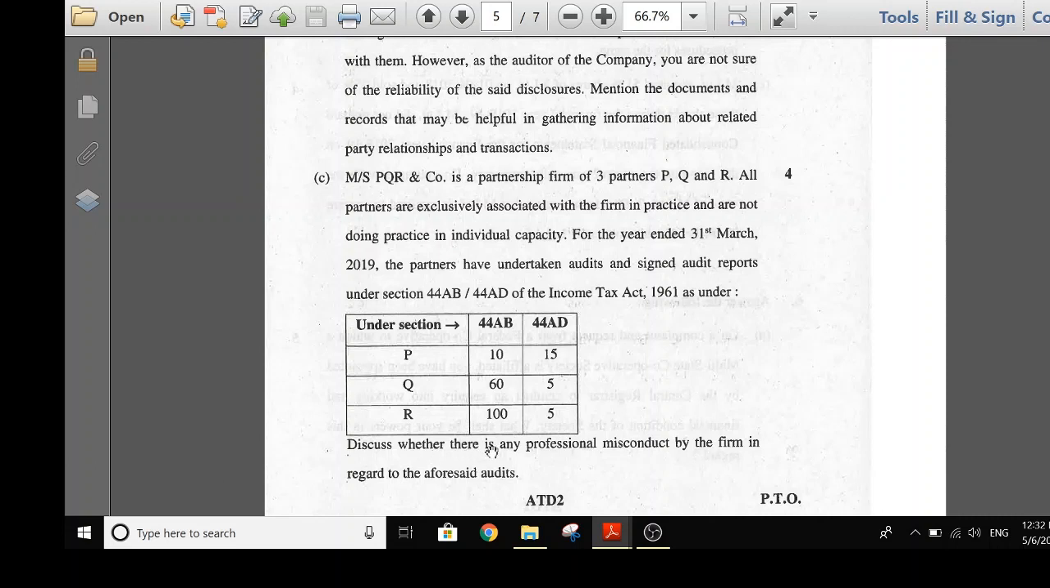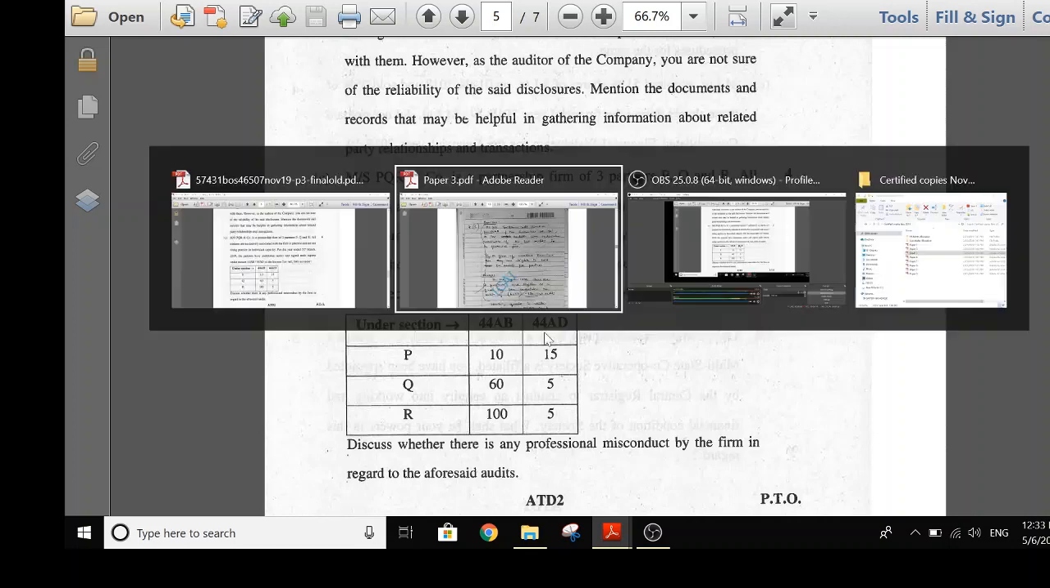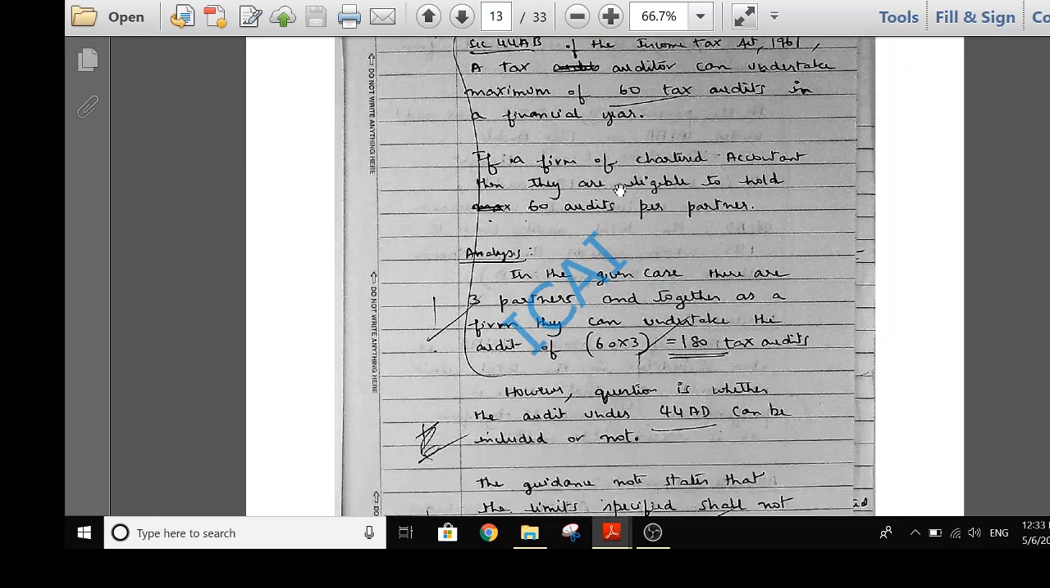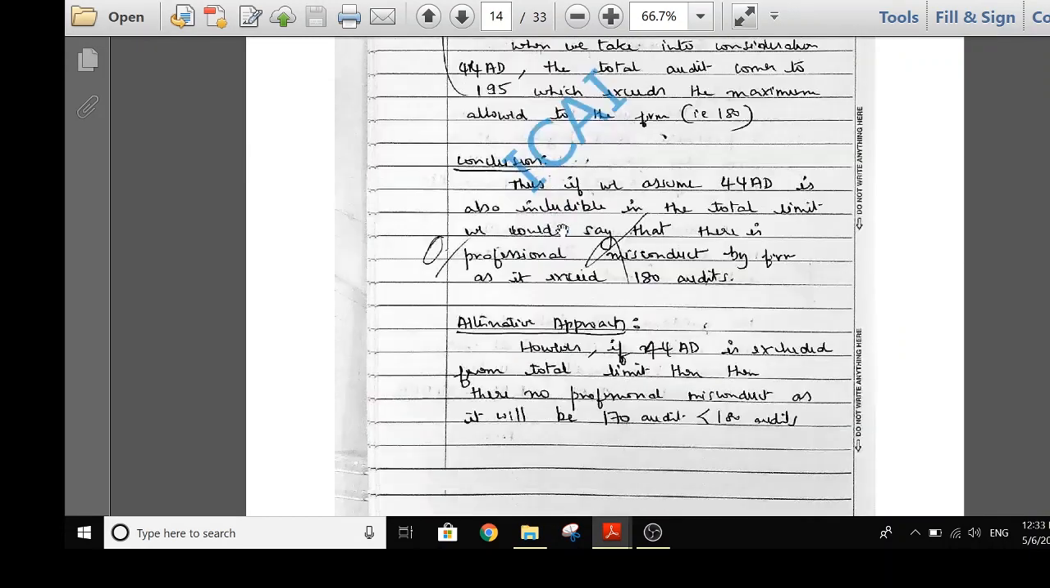This is about whether there is a professional misconduct by the firm with regard to affairs. This does not deal with any of the sections or clauses of professional ethics. This is just understanding whether the tax audit limit of 20 audits includes 44AB and 44AD or not. So this you may just have to check. I did not know the answer, but I just wrote whatever facts I know about 44AD, and there I think I got 2-3 marks.